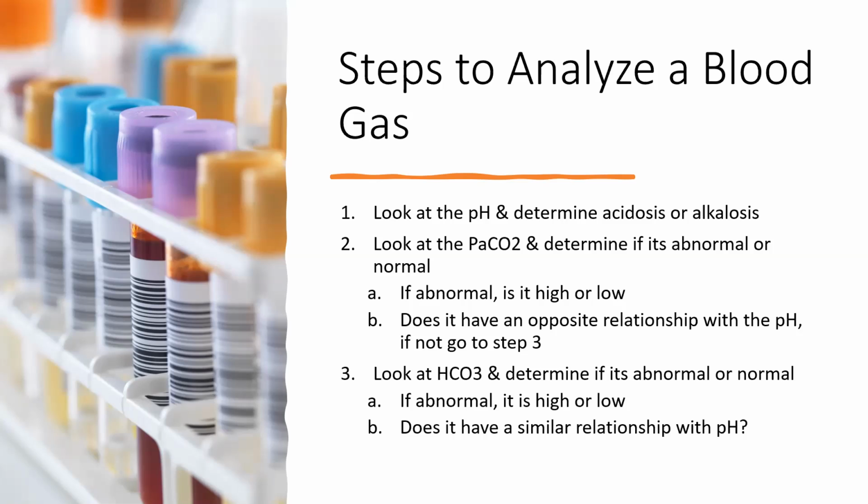And the first thing we have to do is determine if it's abnormal. If it's abnormal, is it high or low? And does it have a similar relationship with the pH? So remember, pH and carbon dioxide are going to have opposite relationships, while pH and bicarb are going to have similar relationships.